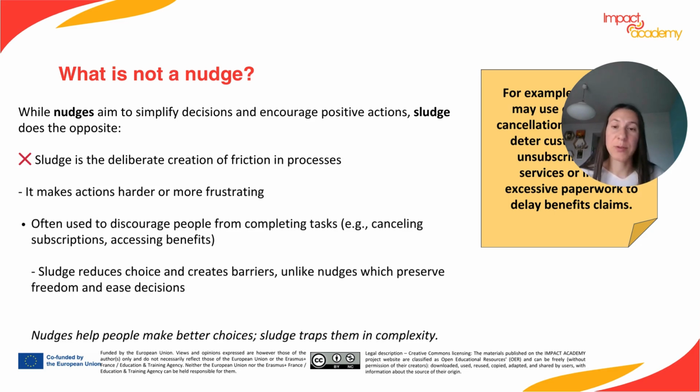While nudges aim to simplify decisions and encourage positive action, sludge does the opposite. Sludge is the deliberate creation of friction in processes. It makes action harder or more frustrating, often used to discourage people from completing tasks, for example canceling a subscription or accessing benefits. Sludge reduces choice and creates barriers, unlike nudges, which preserve freedom and ease decisions. Nudges help people make better choices. Sludge traps them in complexity.